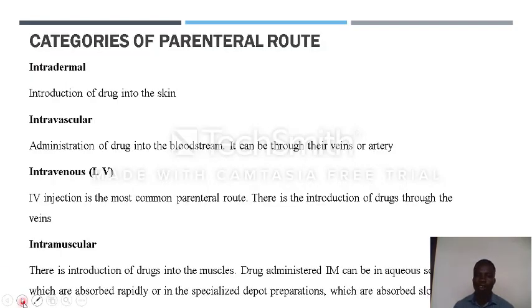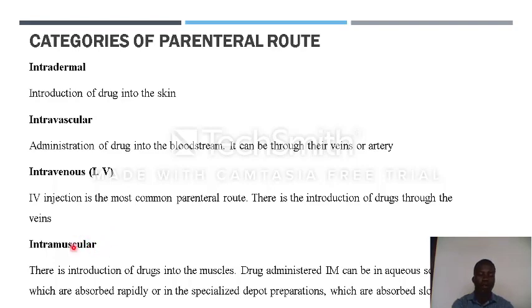Now, categories of parenteral routes. We have intradermal, the introduction of a drug into the skin. Intravascular is the administration of a drug into the bloodstream. It can be through veins or arteries. We have intravenous, and that is giving a drug through the vein.